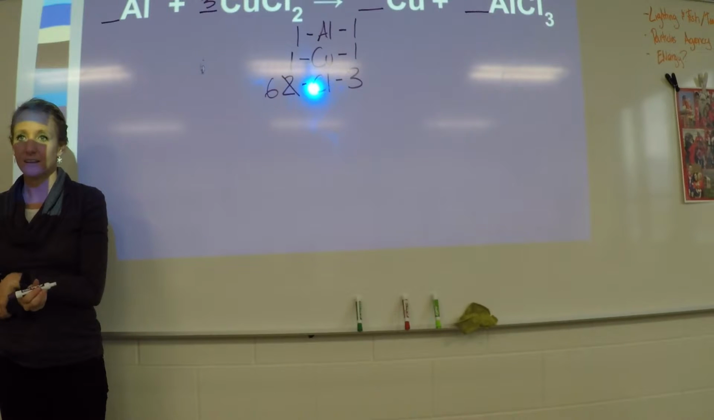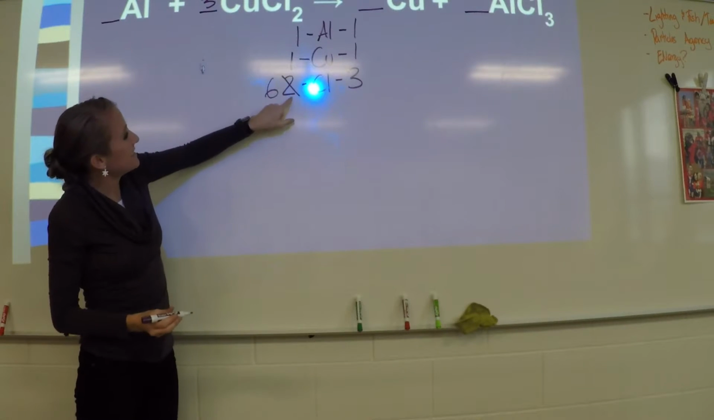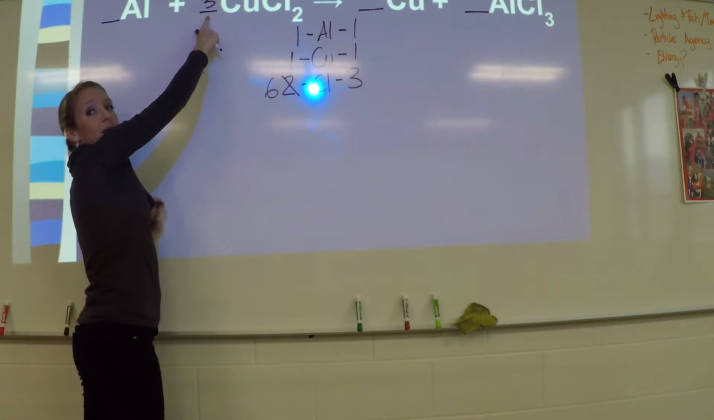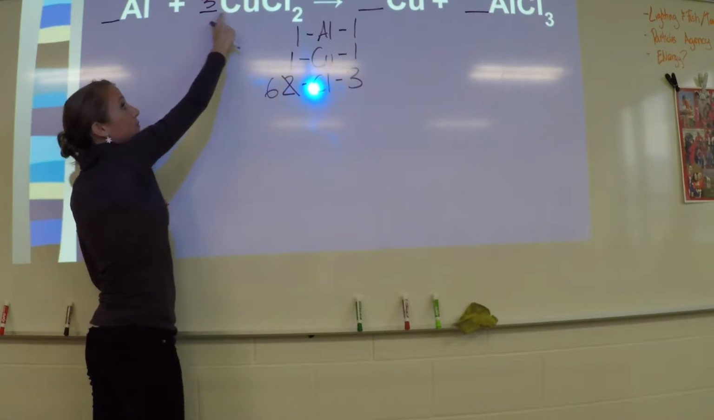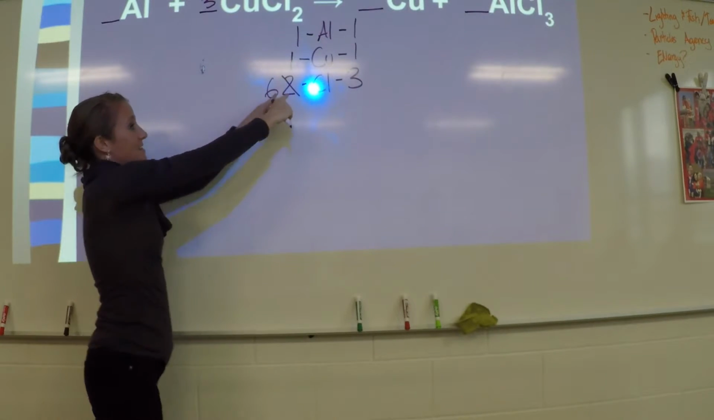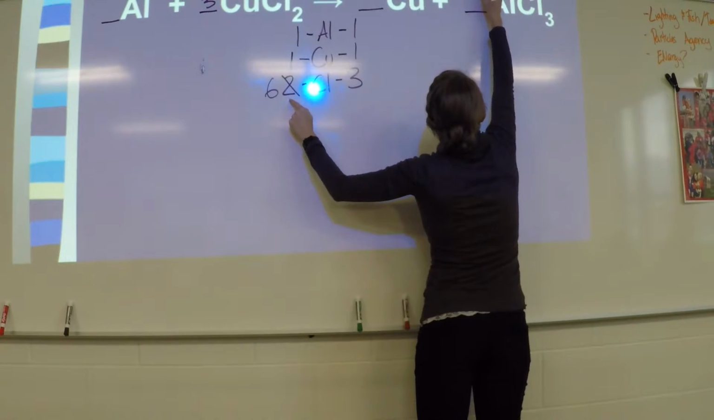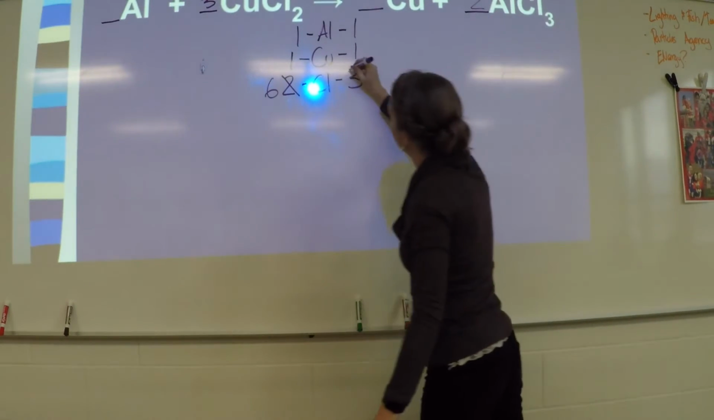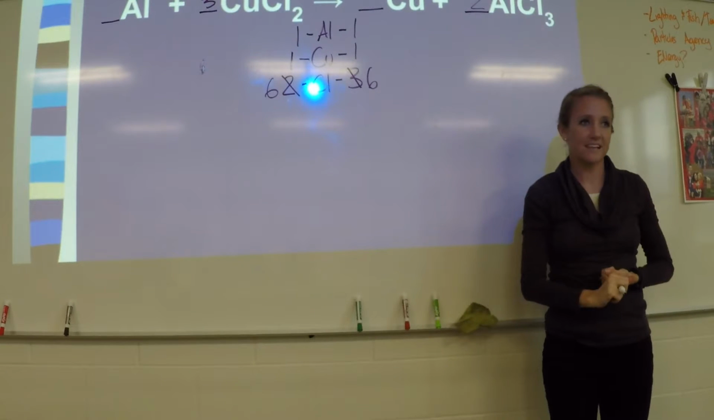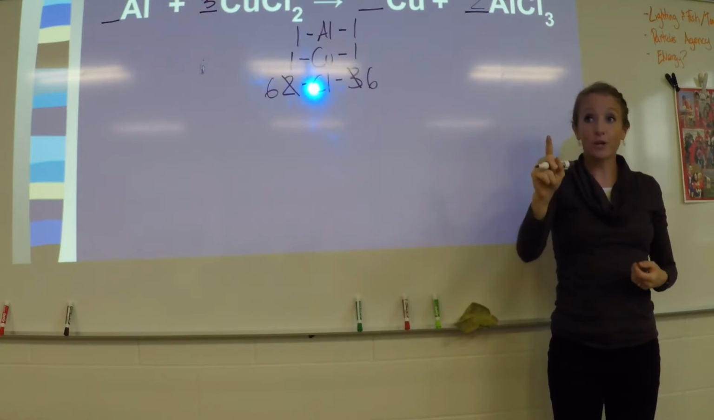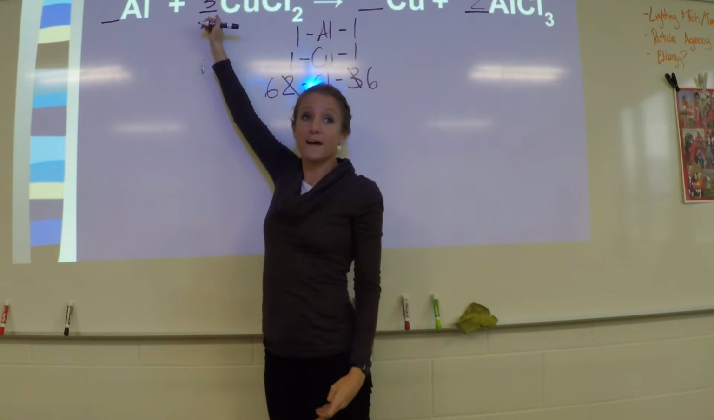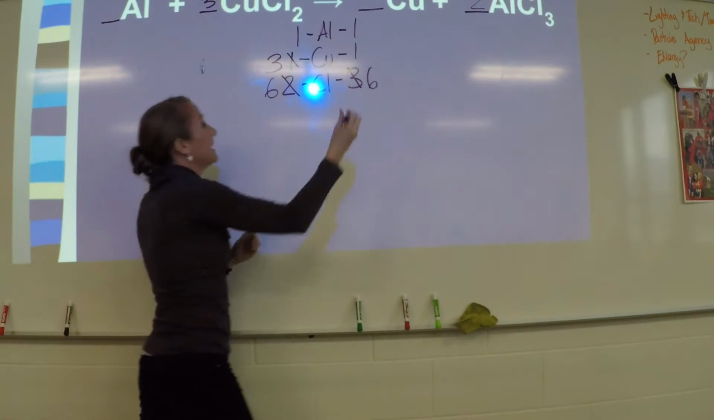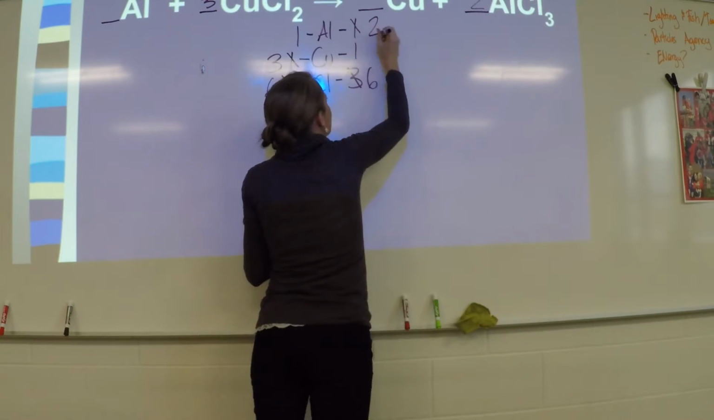Wait, so what did you times the 3 by? Since this was a 2 and that was a 3, I'm going to times them by the opposite. That's why we put a 3 up here. So 3 times 2 gives me 6. And then we're going to take the 2 on this side and times it up there. Because 2 times 3 also gives me 6. Then you get 3 copper on that side. Good. By putting that number there, it also affects the copper. So this is now 3 coppers, and the aluminum is now 2.